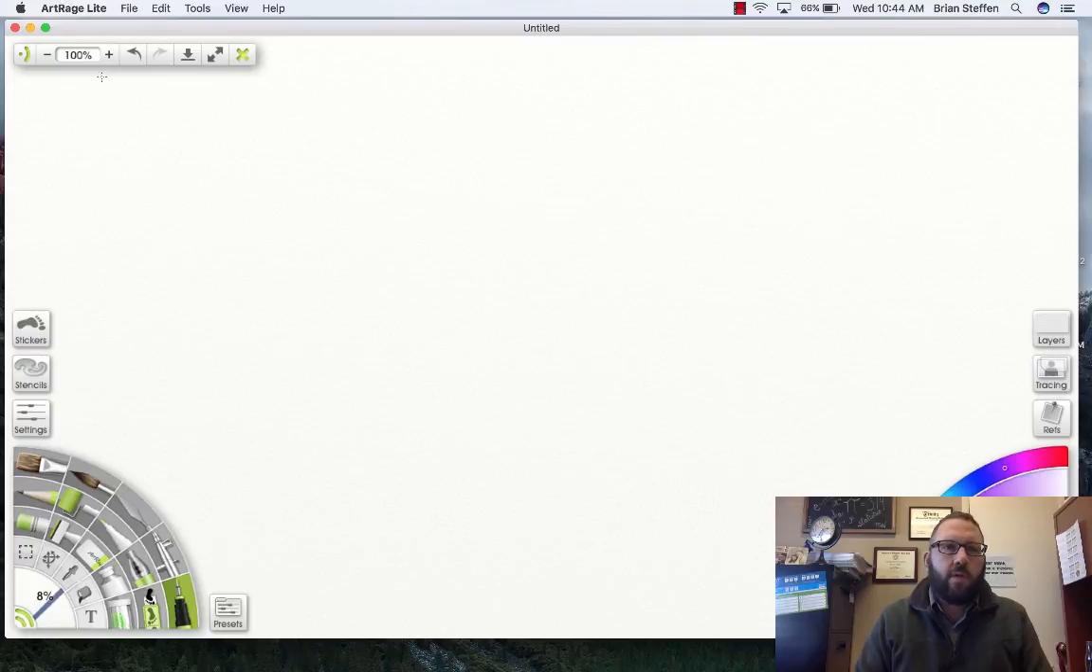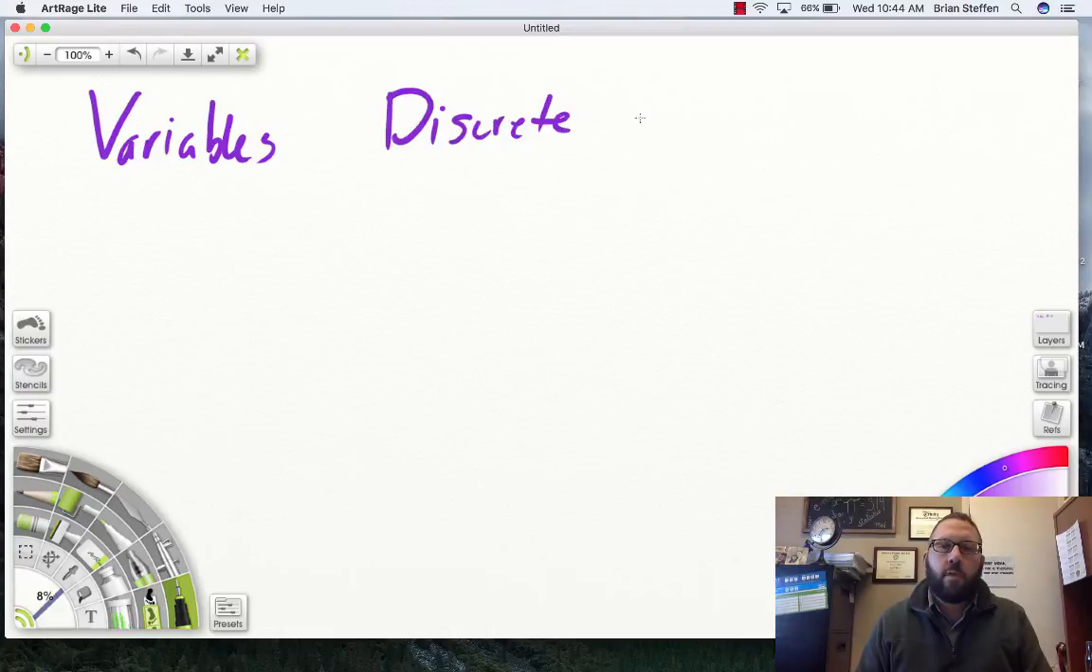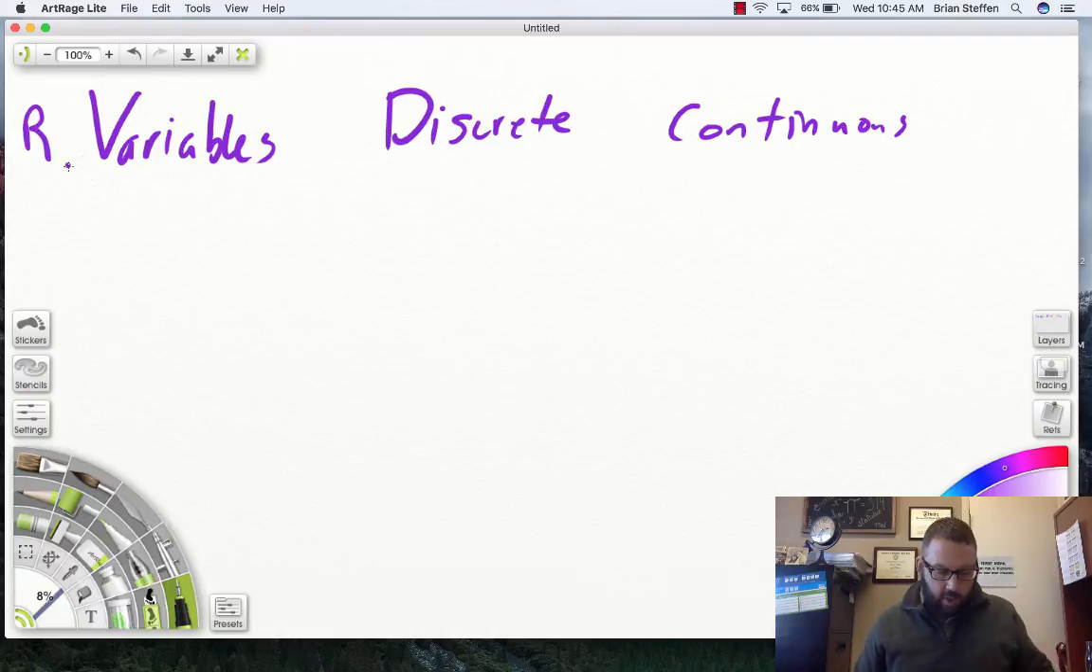All right, what we're talking about today are variables, getting us started with two types that we're going to discuss today. The two types are discrete and continuous. Now we've done continuous random variables. So when we're talking about this, we're not just talking about variables, but we're talking about random variables. That is things that occur.